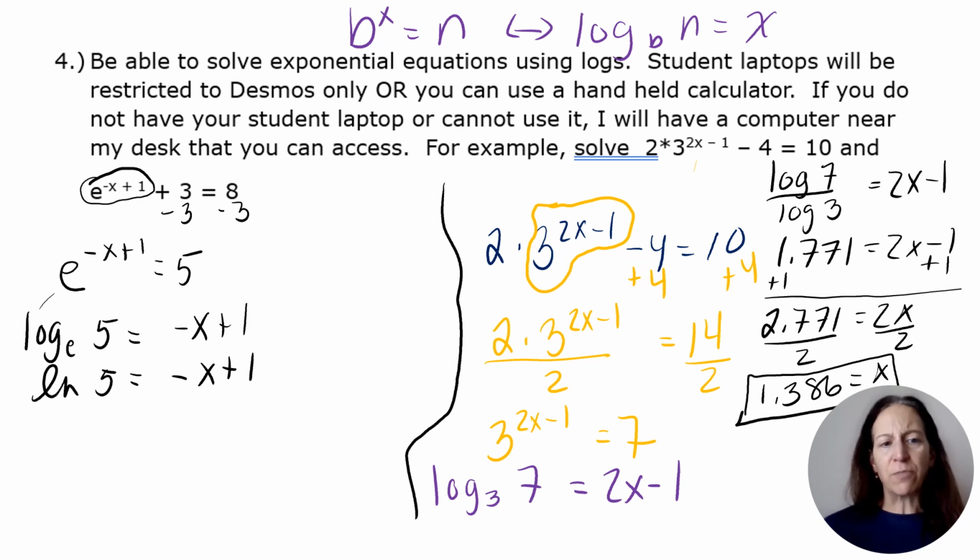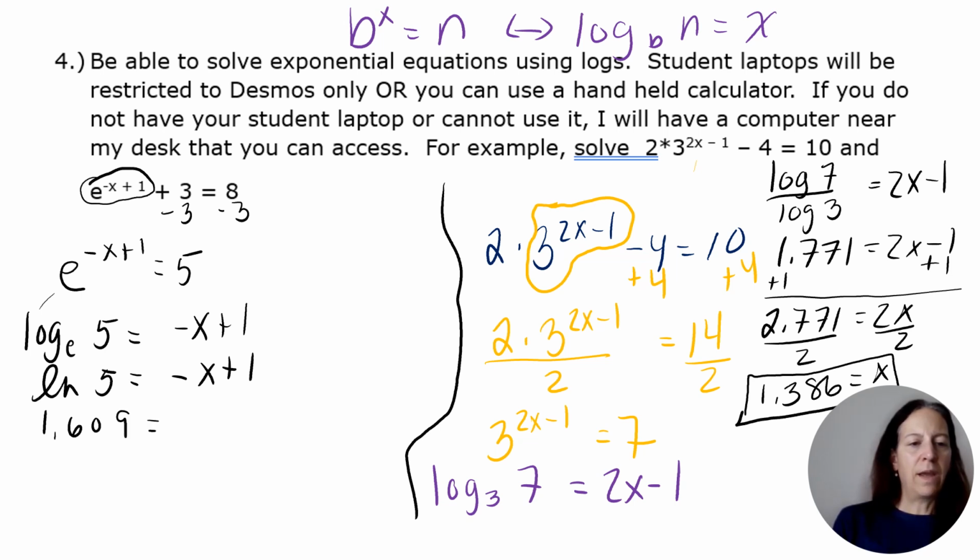Now at this point, I always recommend go ahead and evaluate the log. Now you could subtract 1 and then divide by negative 1. You could do that and get an exact answer. But if it doesn't ask you for an exact answer, I would evaluate the log. So the natural log of 5 is 1.609. And that's equal to negative x plus 1. We need to subtract 1 from both sides. So we'll get 0.609.